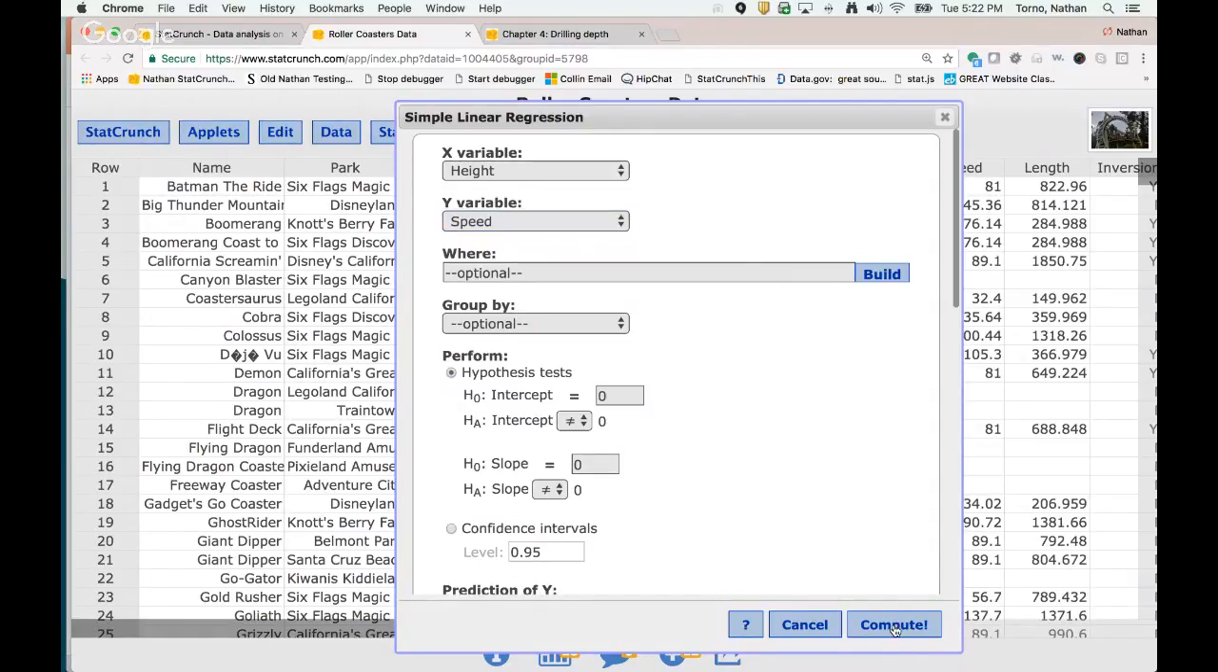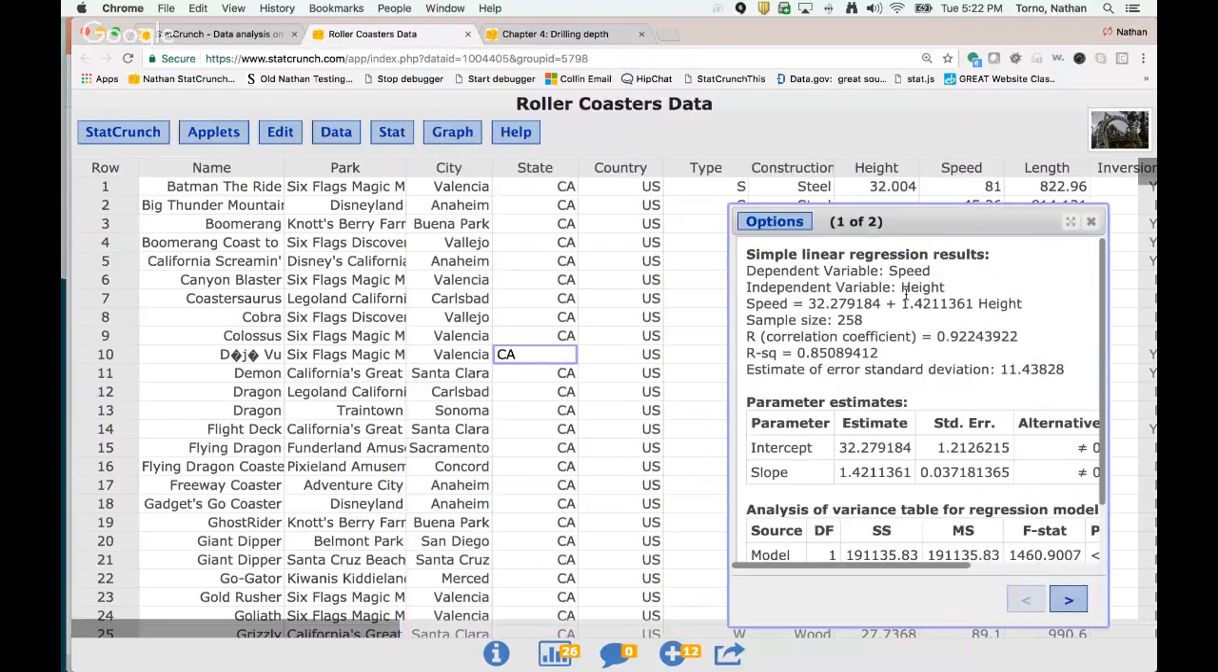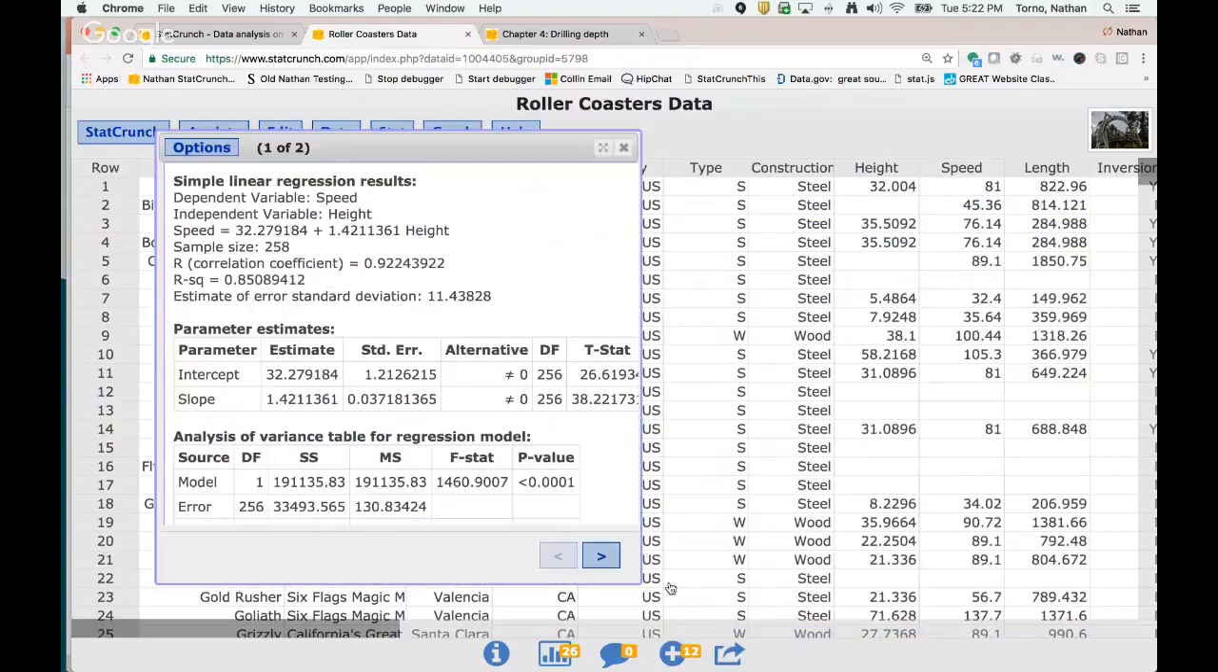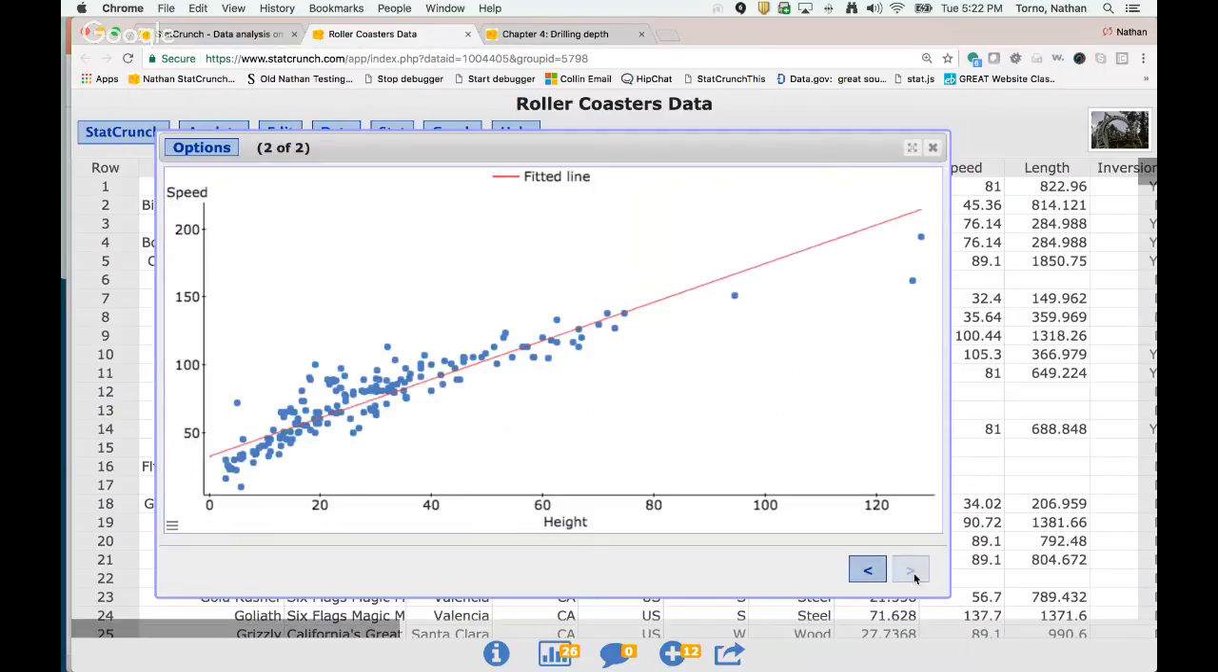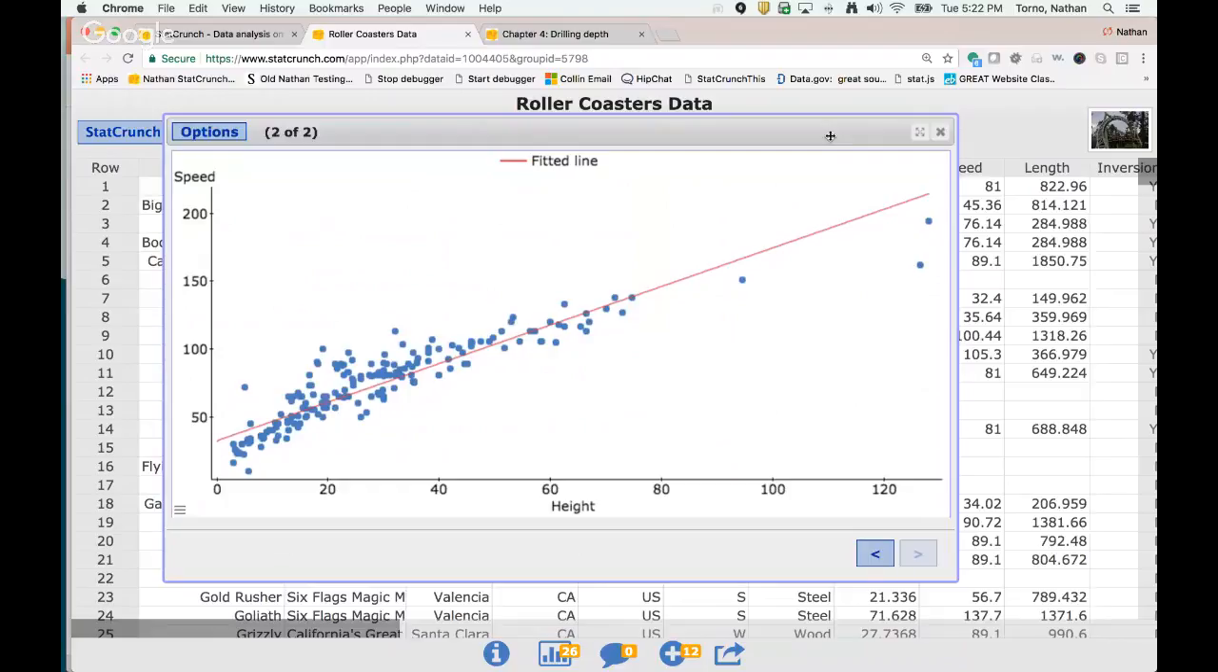If I click compute, what I want to focus on is a few things for this. So if you notice, the correlation is really high for this. If I go to the next screen, I'll go ahead and show you the relationship, the graph for this. Then we'll circle back to the interpretation of the slope and the y-intercept. So this is the graph for it.